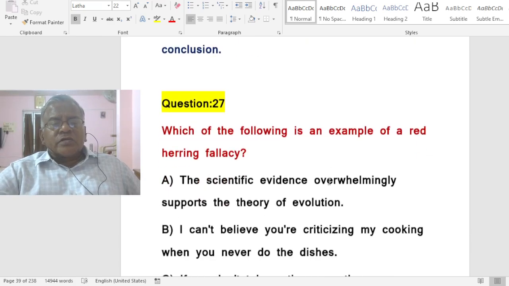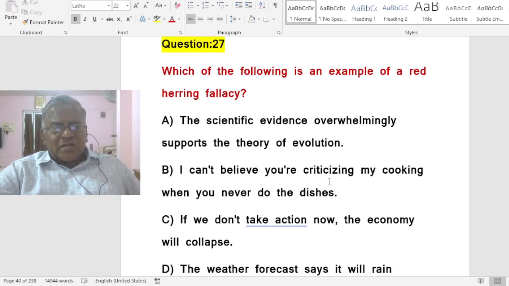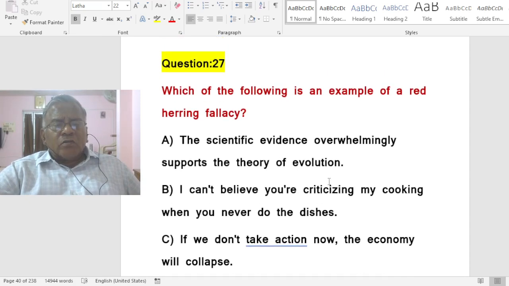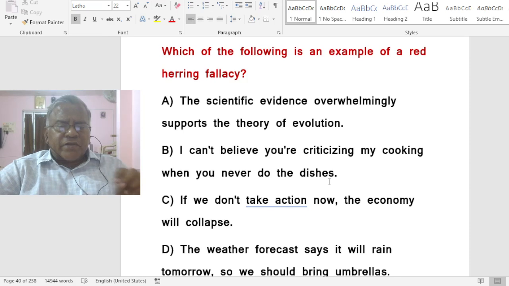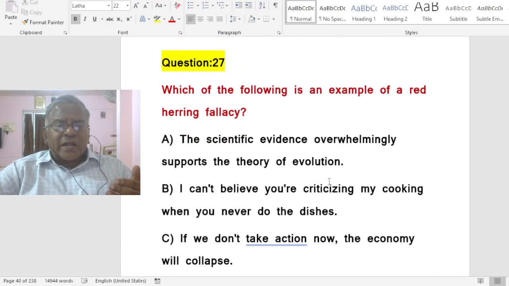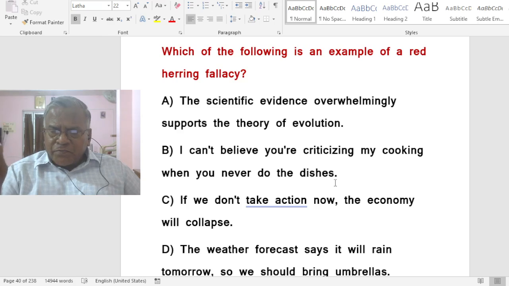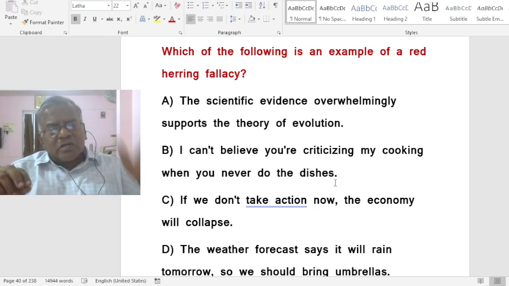Right. Next question: which of the following is an example of a red herring fallacy? We have already seen that. What is a red herring fallacy? The options: the scientific evidence overwhelmingly supports the theory of evolution; I can't believe you are criticizing my cooking when you never do the dishes; if you don't take action now, the economy will collapse; the weather forecast says it will rain tomorrow, so we should bring umbrellas. Now, which should be the right one? Red herring fallacy: instead of arguing on the specific point, you are diverting your attention to something else.